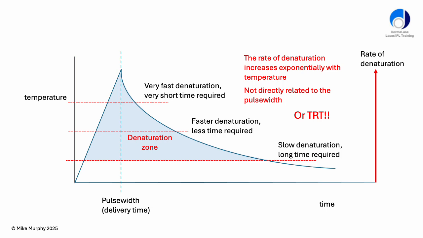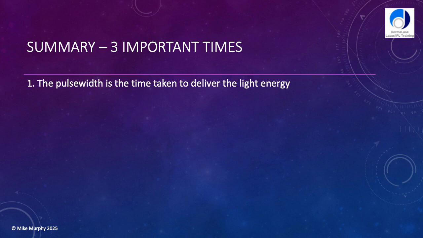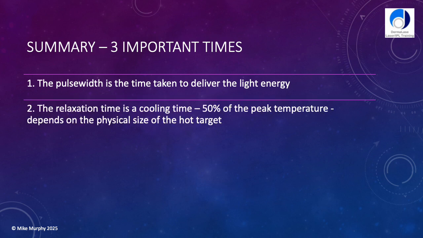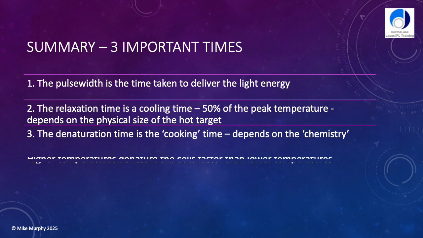It really depends on the size of the objects and how much energy, or in other words, how hot they become. So we've got three important times to consider: the pulse width, which is the time it takes to deliver the light energy; the relaxation time, which is just a cooling time, and it depends a lot on the physical size of the target; the denaturation time, which is the cooking time, and that depends on the chemistry of the target. So there's no direct correlation between the denaturation time and the relaxation time or the pulse width. There are three quite different but important times.